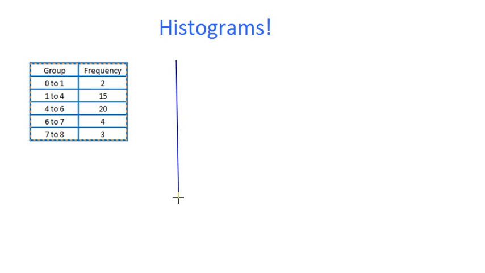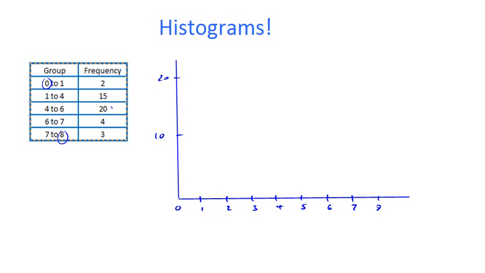We'll put some axes in, and let's put some scale on the bottom, which will go 0, 1, 2, 3, 4, 5, 6, 7, 8, corresponding to the figures we see in this table. From 0 to 1 we have a frequency of 2, a maximum frequency to consider of 20, notice there, and it's going to be from 0 to 1 as 5, 15. It's going to look something like this.